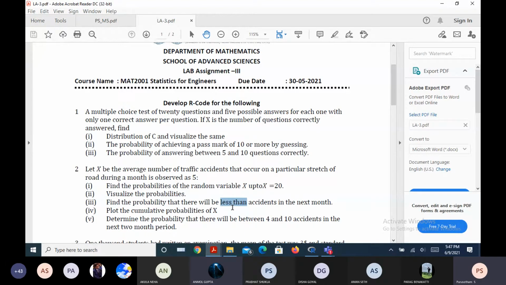I had a doubt in question one where it is said that we have to visualize the distribution of X. So do we have to plot the graph of X and its binomial distribution? Yes. First you are going to find out the binomial distribution, and then you are going to visualize it afterwards. Okay, sir.